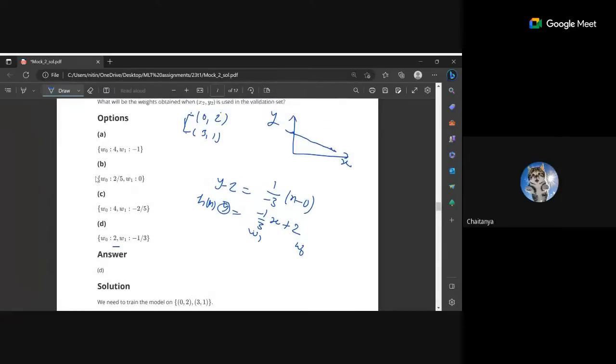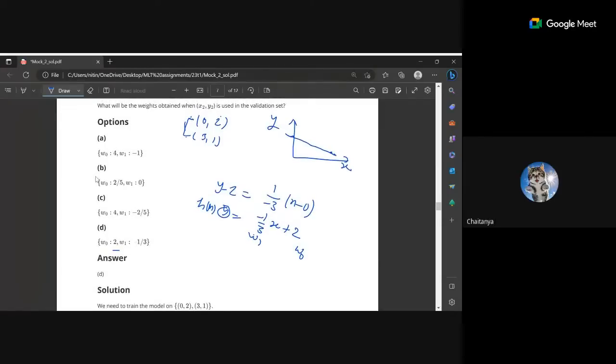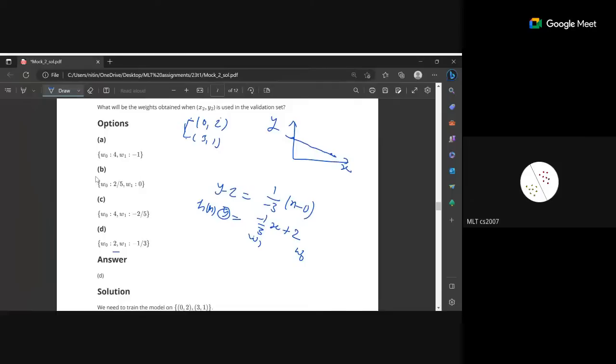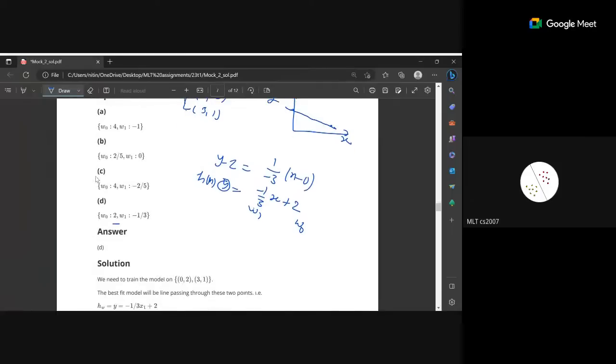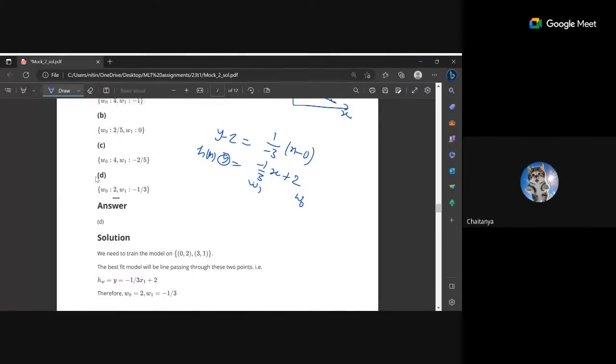Sir, can we get this document and the status document? Yeah, I'll add it to the same folder. Okay, sir. Thanks.